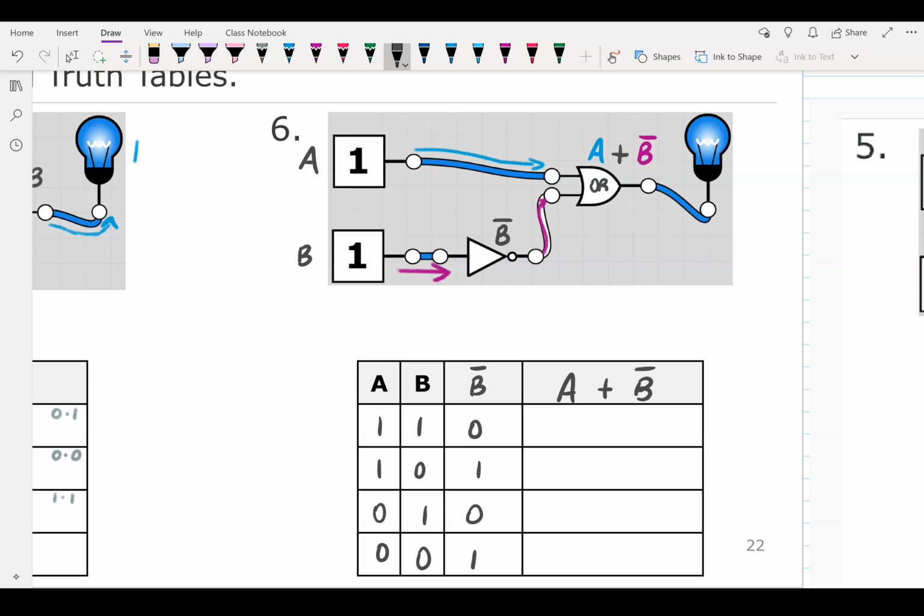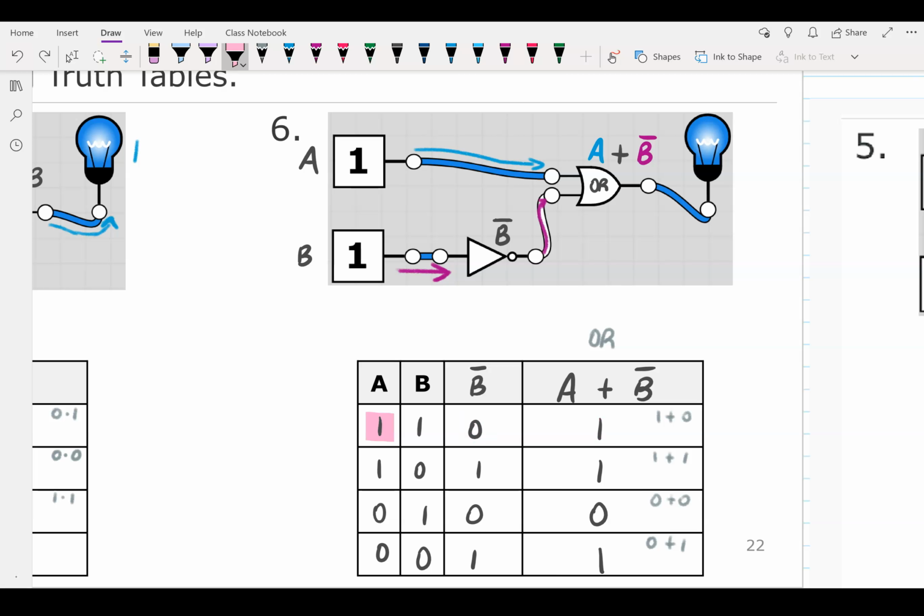1 plus 0 is 1. 1 plus 1 is still 1. 0 plus 0 is 0. 0 plus 1 is 1. So this came from 1 plus 0, 1 plus 1, 0 plus 0, 0 plus 1. Remember, please, please, please remember that plus means or. So we can think about this in a totally different way and it will still be correct. If A or not B is on, then the answer is on.